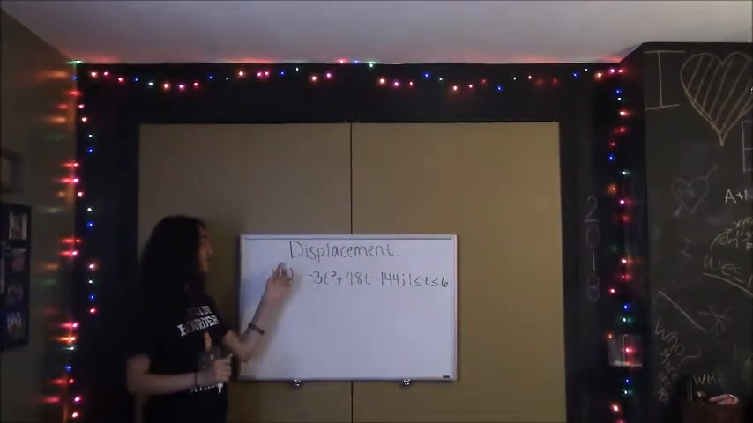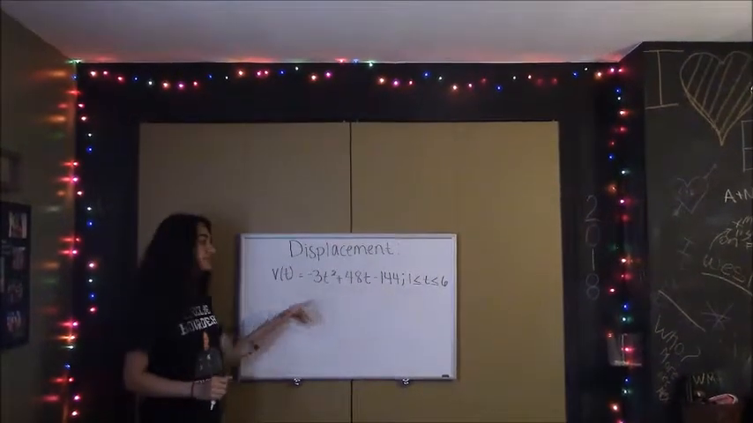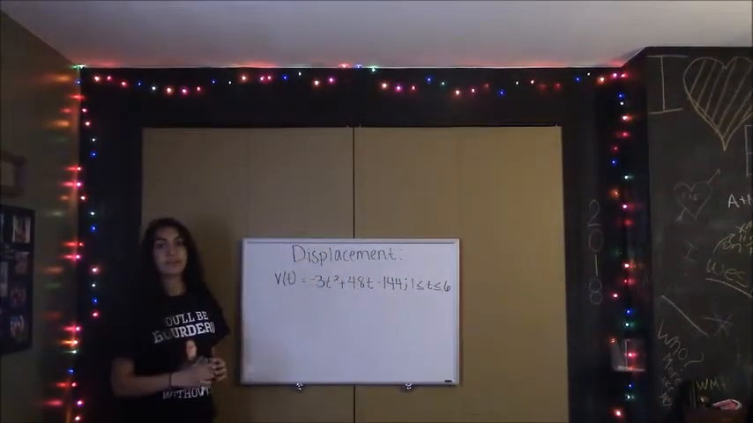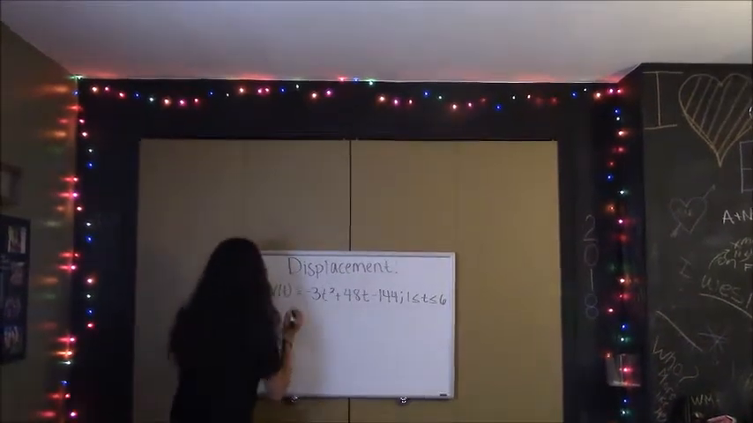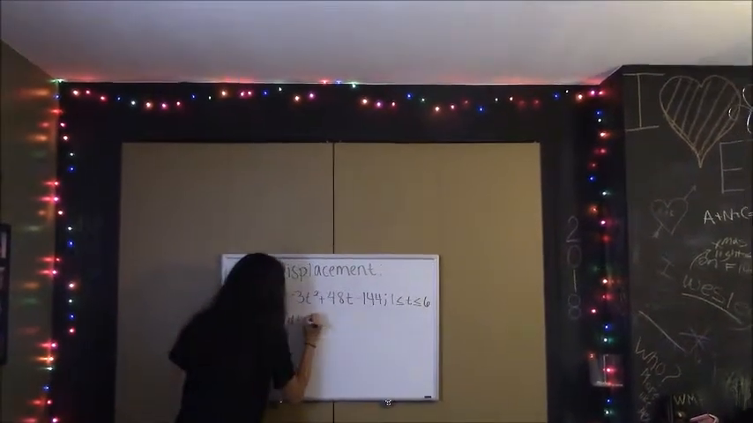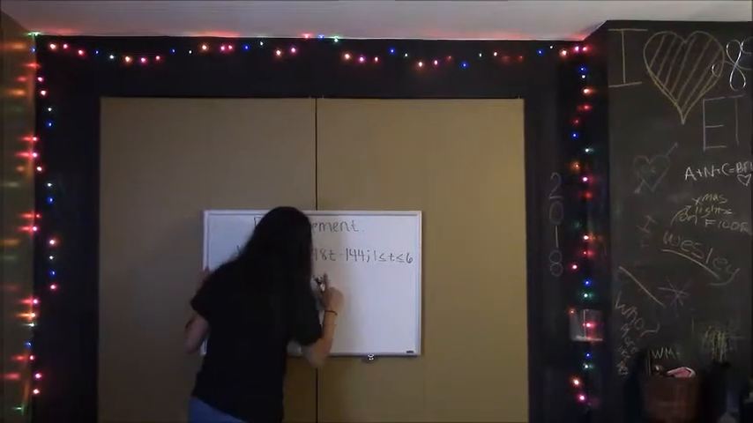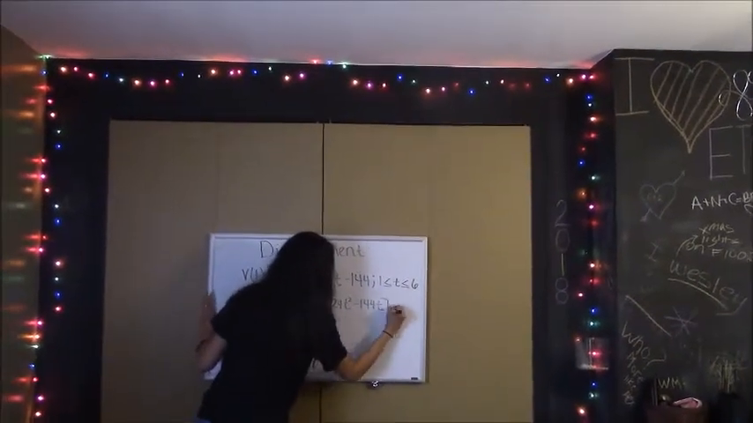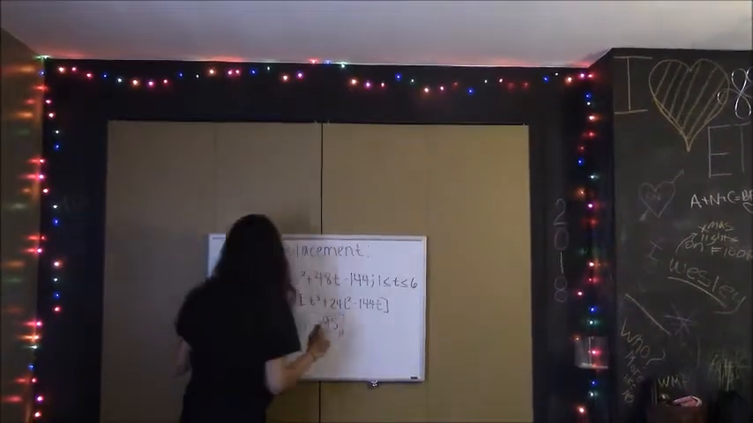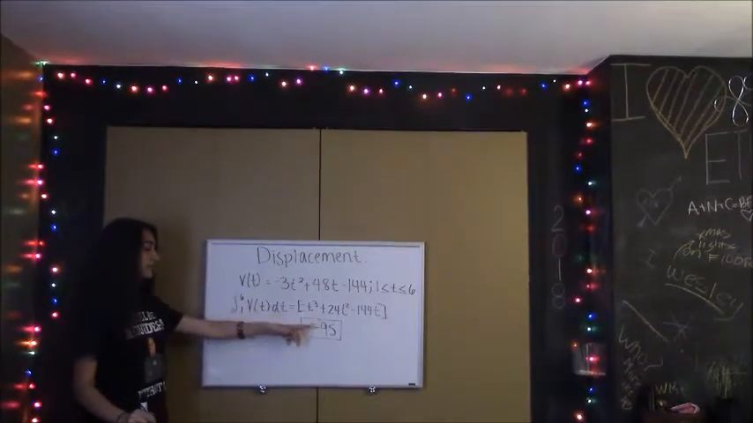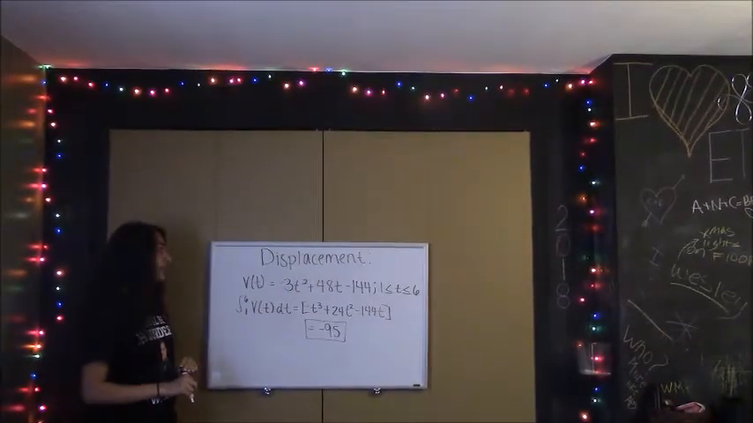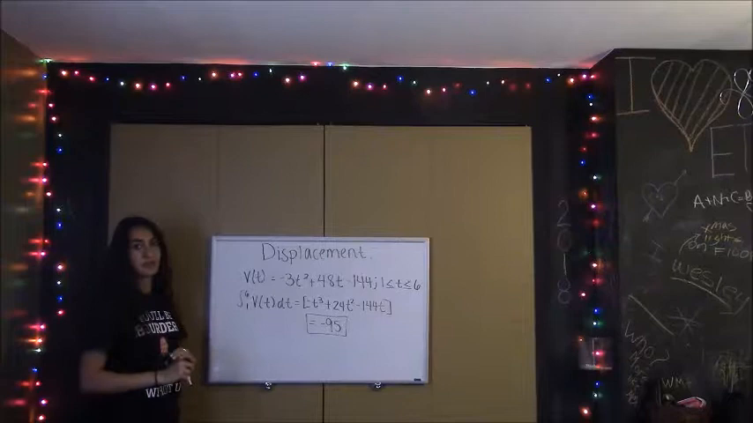So to find our displacement, we're going to take the integral of v of t from 6 to 1 in order to find our change in position. Once you plug this into your calculator, the answer will be -95, which is our change in position, or our displacement.